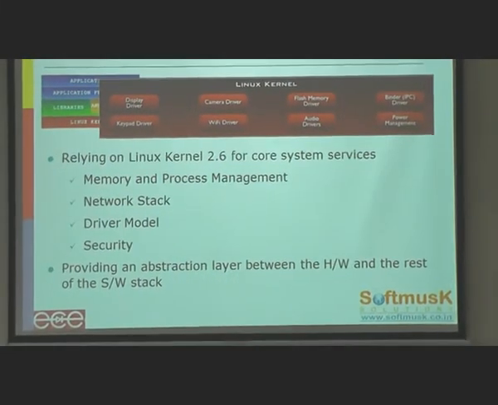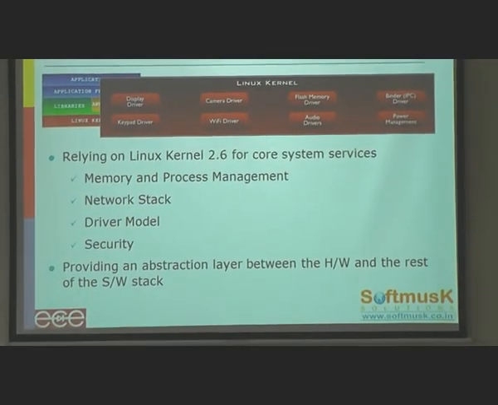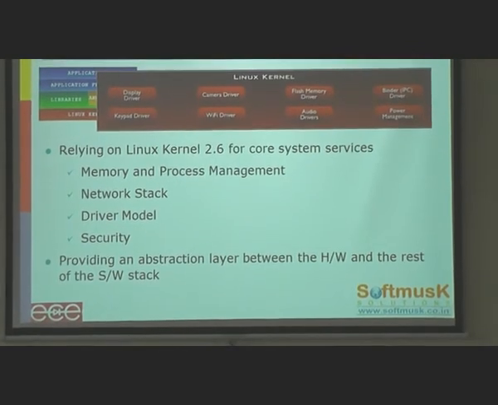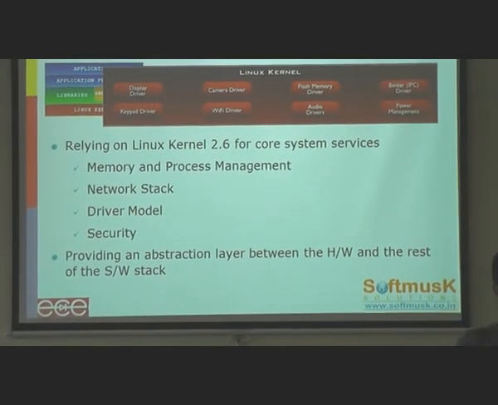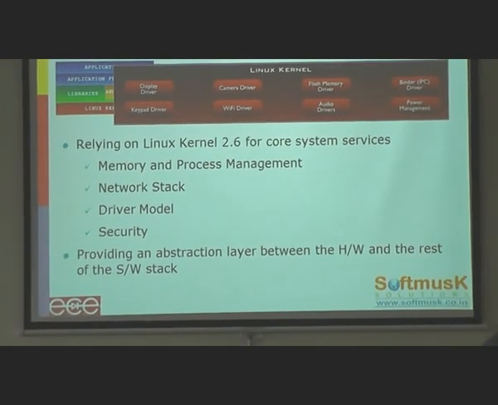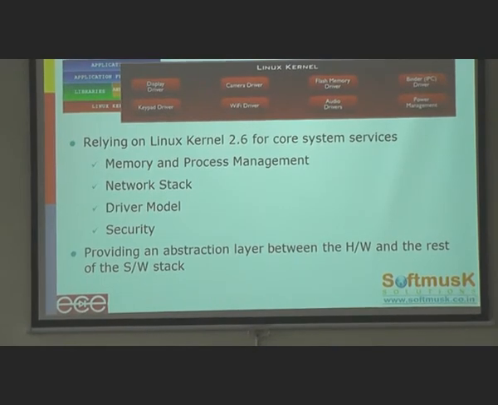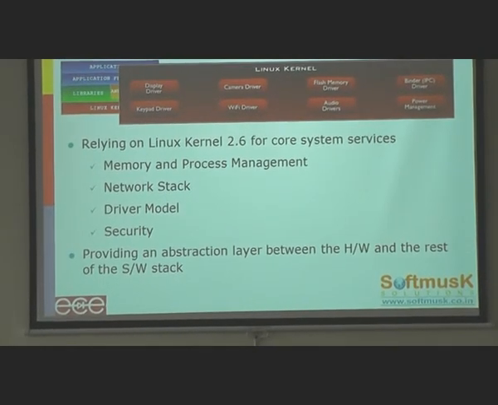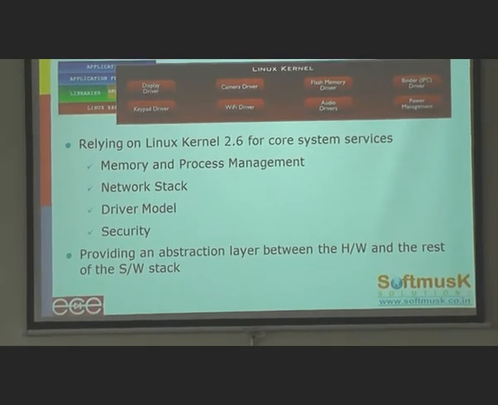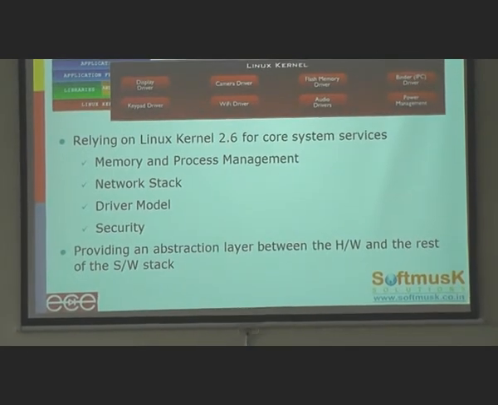Linux kernel. We have already discussed the kernel. Kernel is a middleware which is acting in between the hardware and the software, or the front end of your computer. And kernel contains memory and process management, network stack, driver models, security, and as told, providing an abstraction layer between hardware and the rest of the software stack.